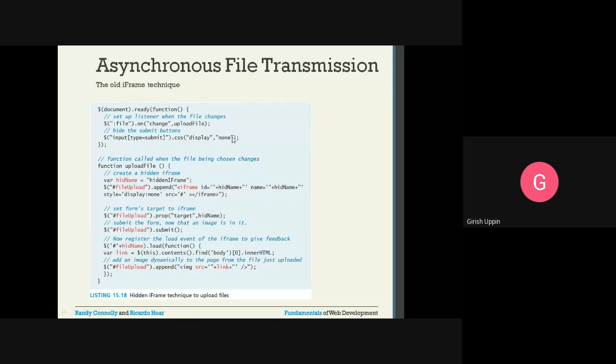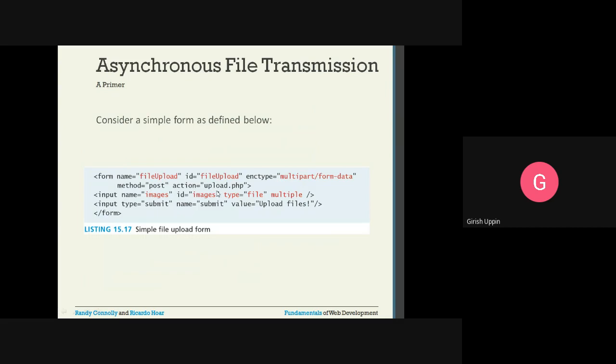This is the old iframe technique. We have $(document).ready, and this is the file listener. On that file, we use .on, which we already learned about. On and off are used for setting the listener. And the event we are setting is change. Whenever there is a change in the file, this is the event handler, uploadFile. What is uploadFile? It is nothing but this PHP, upload.php.